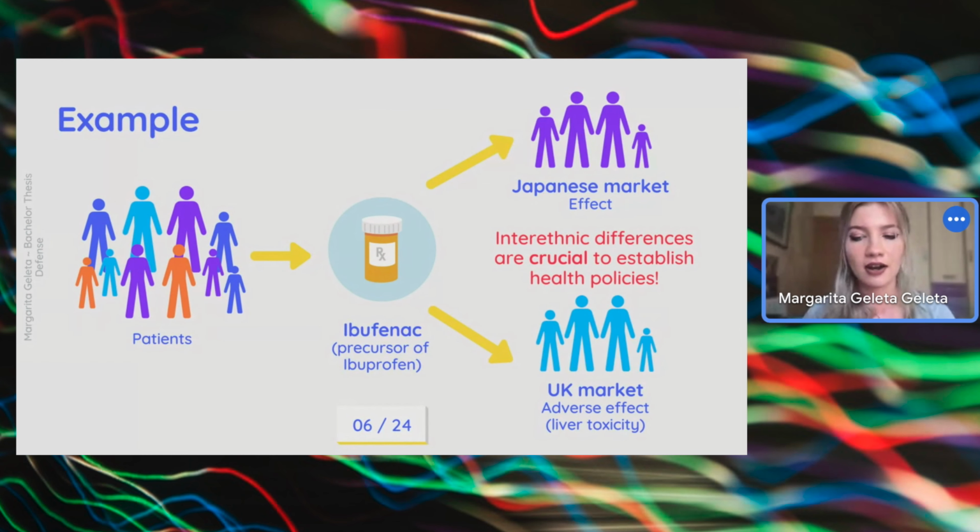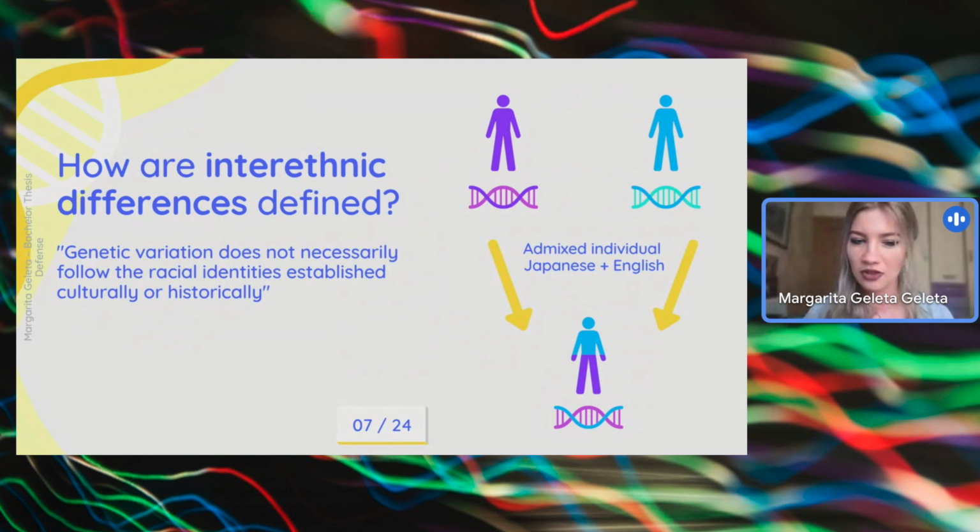Concluding, interethnic differences are crucial to establish health policies. When I say interethnic, I don't mean racial. Racial identities have been established culturally or historically. However, interethnic differences are natural genetic variations present in the genome. And that is why we cannot say that the drug does not work on Japanese but works on English, because if we have a mixed individual, a child of a Japanese and an English person, we cannot classify that, because it is not so straightforward.